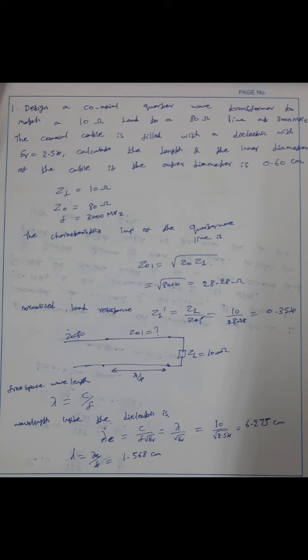Otherwise, here the dielectric constant epsilon r is given. So here with the dielectric, lambda equal to C by F into square root of epsilon r. So C by F, that is lambda, is given 10 divided by square root of epsilon r. Its value is 6.275 centimeter. Then the length of the quarter wave line is lambda by 4 equal to 1.568 centimeter.